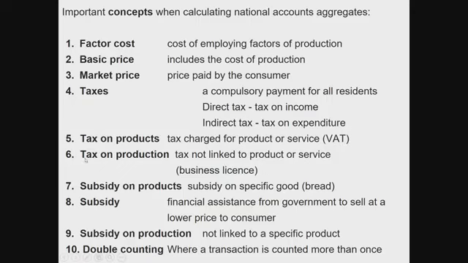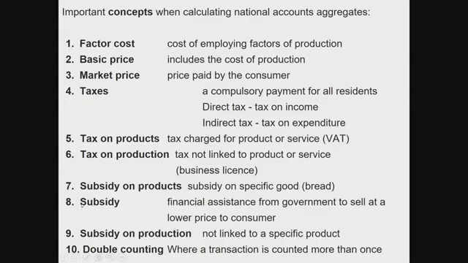And then there's also tax on production. Now the difference is that tax on products applies to the final product that's already been produced, whereas tax on production is not linked to a particular good or service. And an example here would be a business license. Then, besides the taxes, we also have our subsidies, and you've got your subsidy on products as well as your subsidy on production, right?